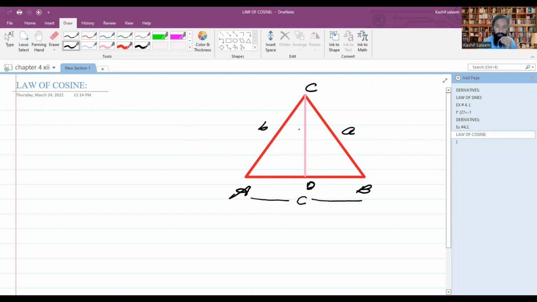Now there are two triangles that are basically right angle triangles, so you can apply trigonometric ratios here. This is the first triangle, and this is the second triangle. Let's suppose the length of side AD is X and this is Y, and the length of the perpendicular drawn from C on AB is M. So first you have to find X, M, Y. For this, first consider triangle CAD.